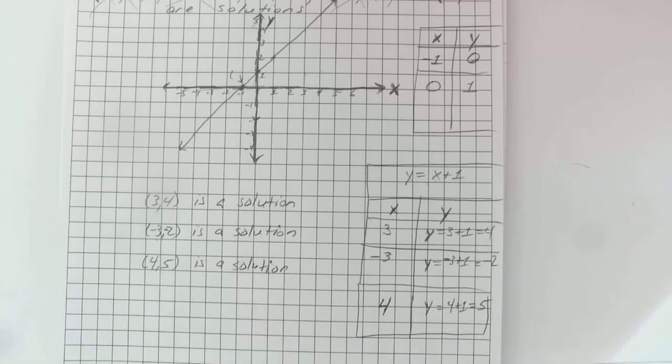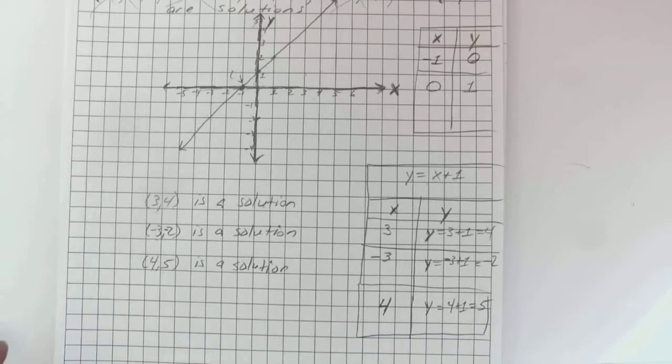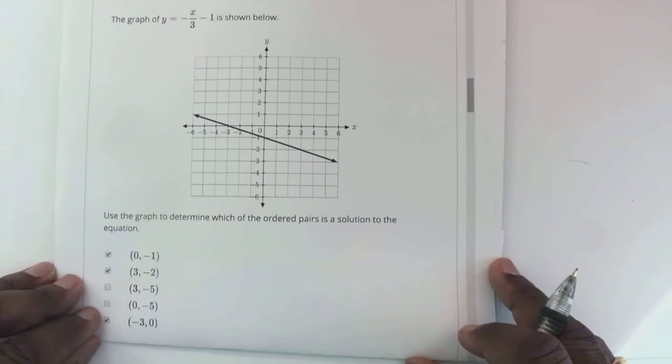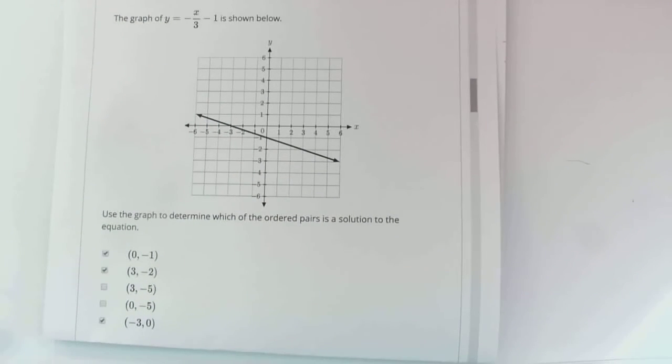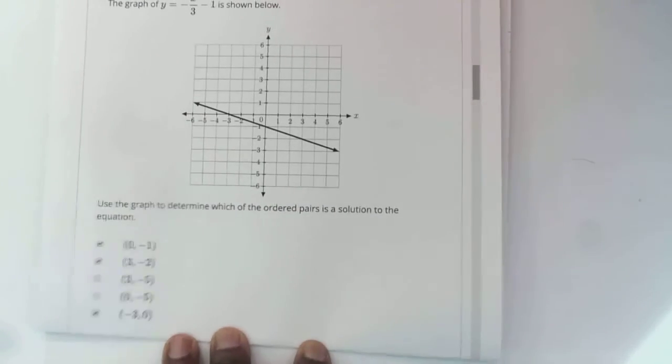Okay, so let's say we have y equals -x/3 minus 1. Out of all 5 of those points, which ones appear on the graph and which one doesn't? Let me zoom in a little bit.